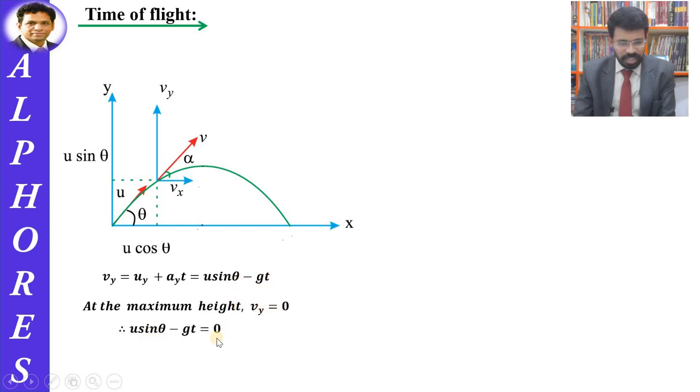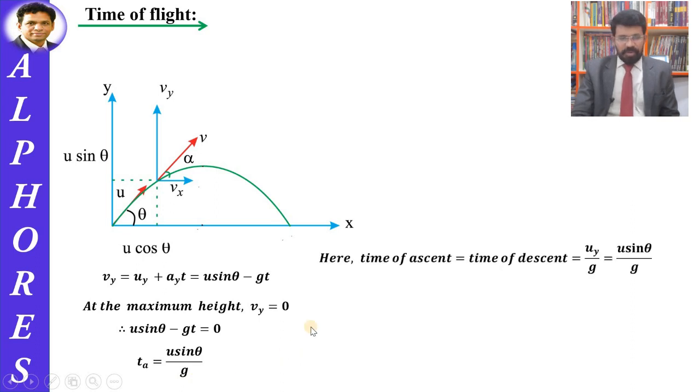Okay. So at that time, whatever t is there in the equation, that t is what? Time of ascent. Time taken by the body to reach maximum height. So this is the time of ascent. Whatever t is here, that is time of ascent. That can be written as u sin theta by g. From this equation, we can write it like this. So time of ascent, time taken by the body to reach maximum height, is equal to u sin theta by g, isn't it?